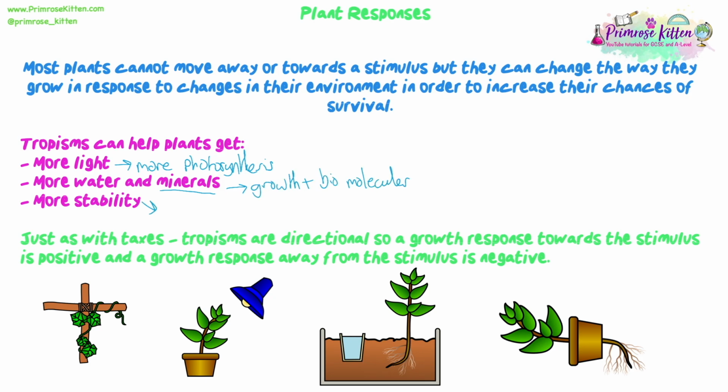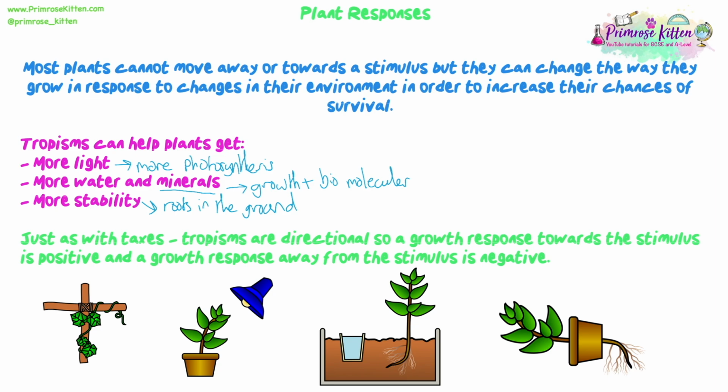And more stability. So I'm thinking about roots in the ground, so having a greater connection to the soil and therefore holding their own if it's windy, if it's very exposed, if they're likely to be pulled up very easily or knocked over very easily, and therefore if they were on the ground they would get less light, so being able to be supported is very important. So we're going to look at how different tropisms can help them achieve this.